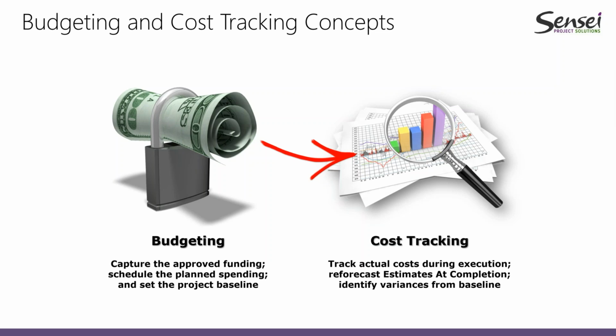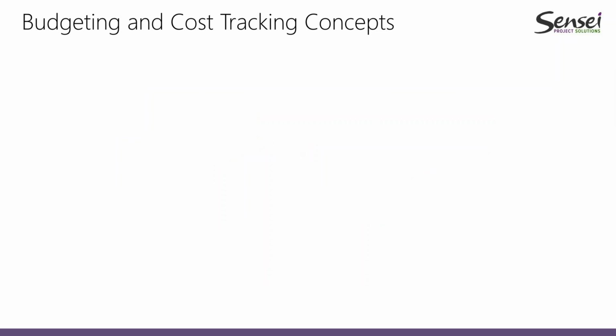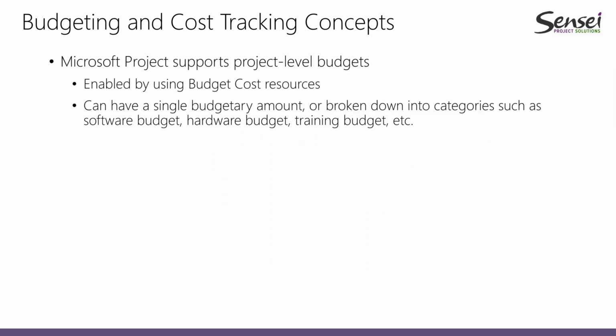Moving a little further in terms of budgeting and cost planning and the concepts we have, it's important to know that Microsoft Project basically supports project-level budgets. The way it works is we can create budget cost resources within the software, and then we can use a single amount to distribute all of our budget information throughout the project.